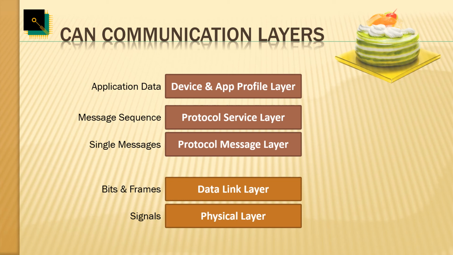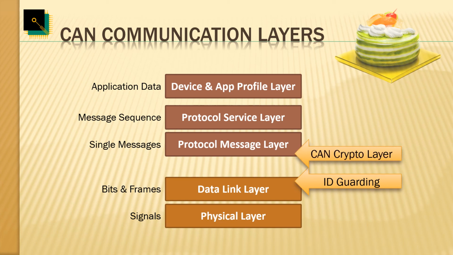Now, how do the three methods we introduced earlier fit in here? Well, the ID guarding sits right here on top of the data link layer. The CAN crypto layer is just at the bottom of the protocol message layer, because before it passes the messages up, it verifies if the cryptographic checksums match. And the DTLS layer is here at the top. When doing the application data exchange, it protects specifically that application data.